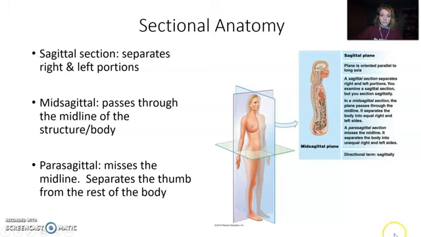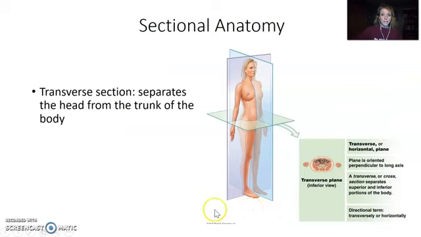And let's see. The last one is a transverse section, and a transverse section is going to separate the top portion of the body from the bottom portion. So our transverse section is this little green plexiglass here, and so it's going to separate inferior from superior.